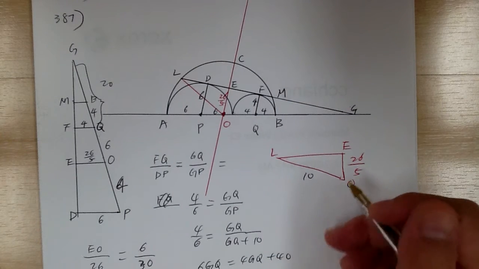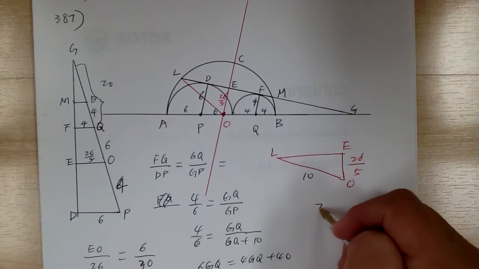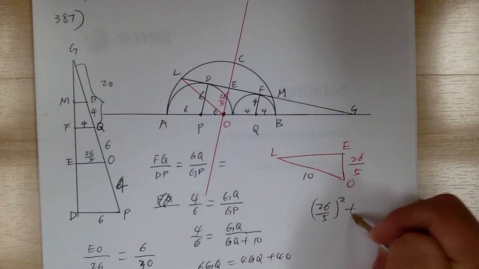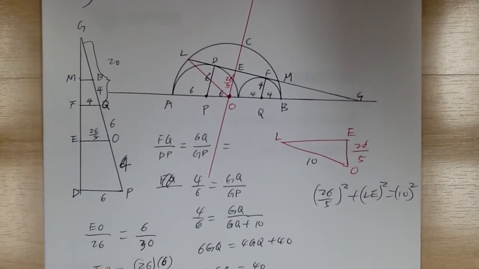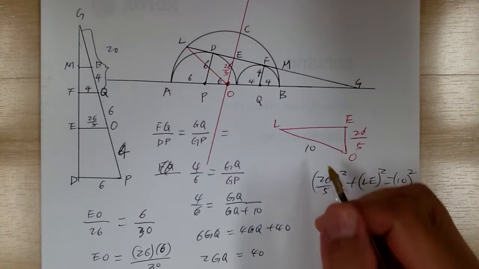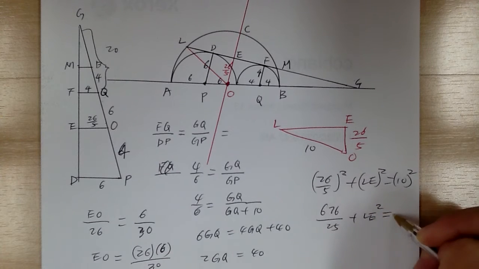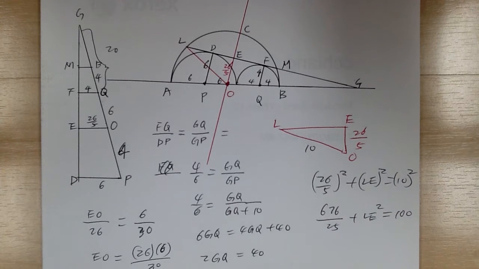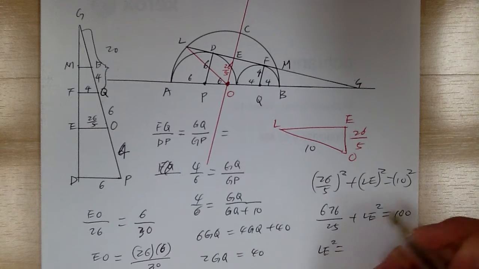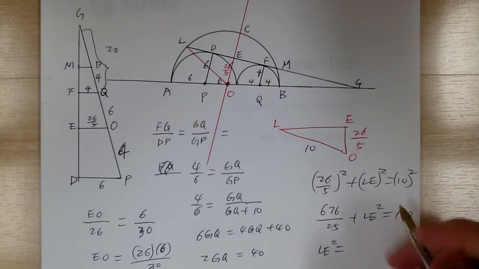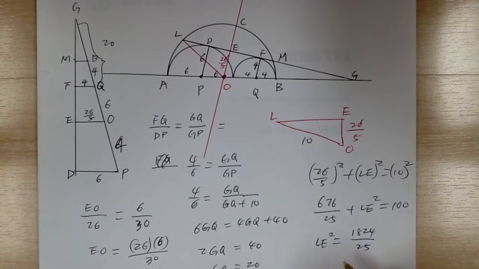Okay, so now we can use the Pythagorean theorem. So A squared plus B squared equal to C squared. So you got 26 over 5 squared plus LE squared equal to 10 squared. Okay, so you got 676 over 25 plus LE squared equal to 100. And subtract that from both sides. So LE squared. Okay, you can use your calculator to subtract to figure it out. So you're going to get 1824 over 25. You take the square root.